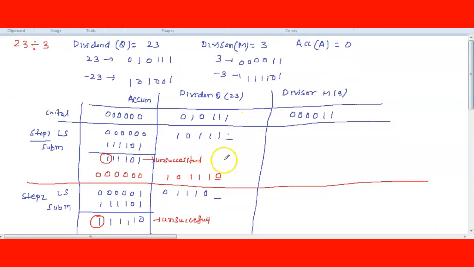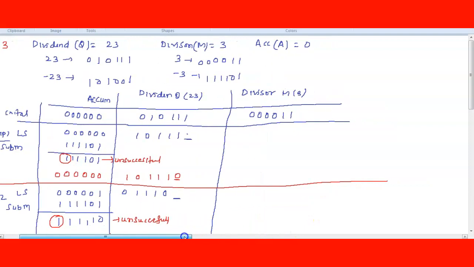Only keep in mind, whenever the unsuccessful case is there, perform the restoration. Performing the restoration means adding the previous values we have already discussed. Just go through it once again.